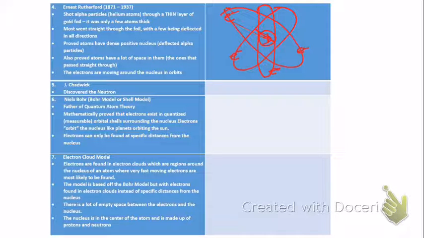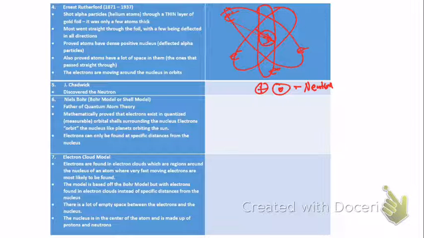We now know that the atom is composed of the positive charge, which is now called the proton, and also another particle that has no charge, that is known as the neutron, that is found in the nucleus. Okay.